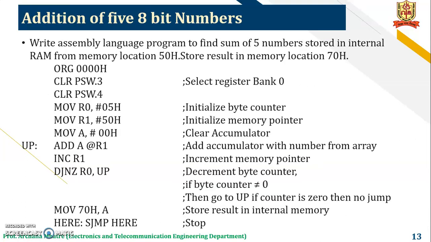Now next is the addition of 5 8-bit numbers. In this, all the 5 numbers are first moved to a particular register and then added, and we check the counter. The counter is 5, as we have to add 5 numbers. Until the counter is 0, the procedure continues, adding all the numbers. After adding, you get the result. Move that result into the 70H memory location, as given in the program.